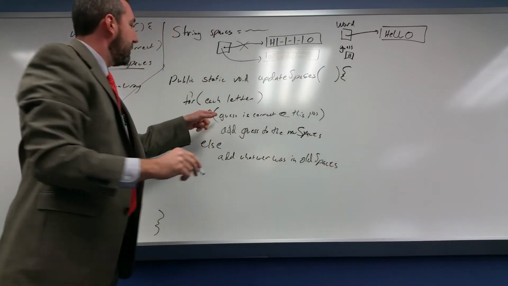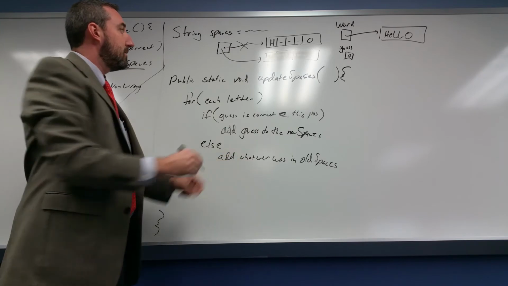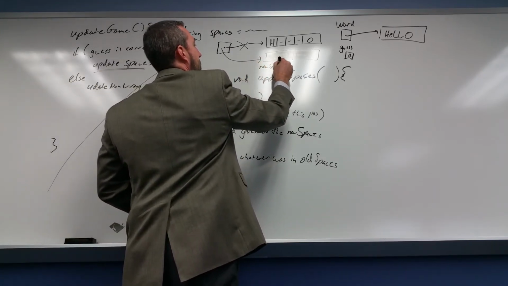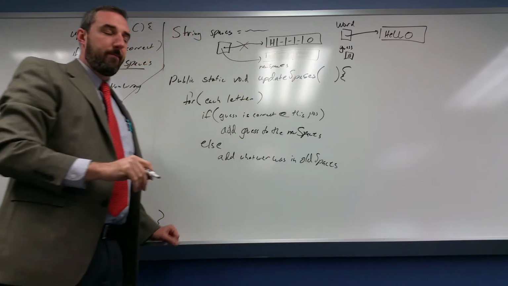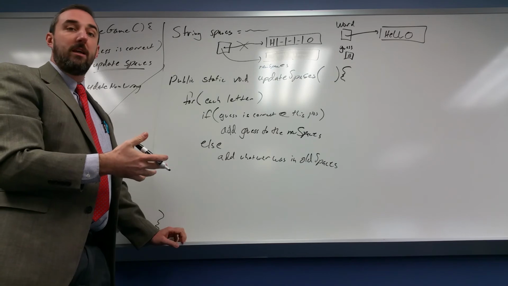All right, so for each letter, if the guess is correct, add it to the new spaces, otherwise add to the old spaces. Now when I say new spaces, I'm referring to this thing here. Our new spaces that we're trying to build. All right, that looks like somewhat decent pseudocode, so let's try turning it into real code.